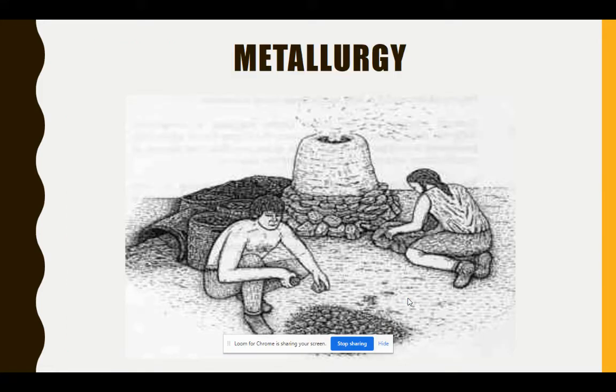The next new technology and innovation we're going to talk about is metallurgy. This is the art of producing metal tools. The picture below is an example of an early kiln. We can see this man digging up the soil to find the minerals needed to create metal. Those minerals would then be put into a kiln to be melted down. And then the melted down metal ores would be poured into a caster mold to create the bronze weapon or tool they needed.